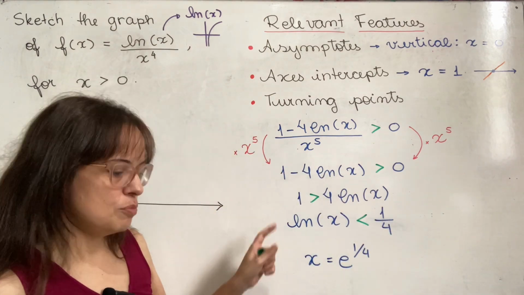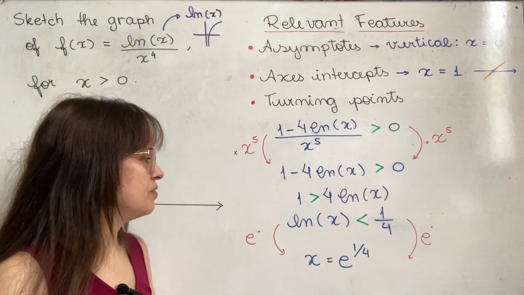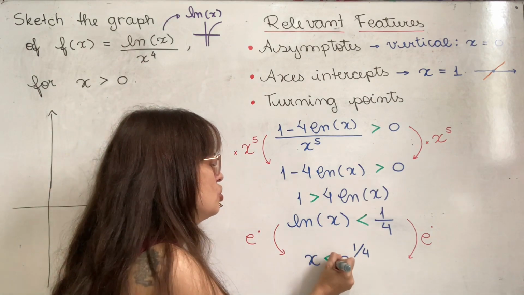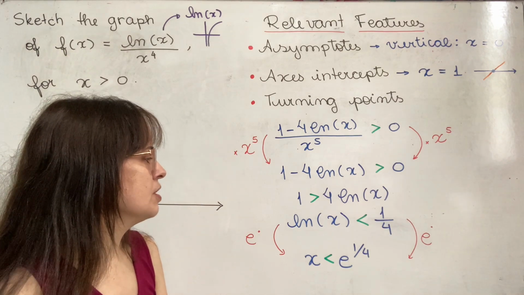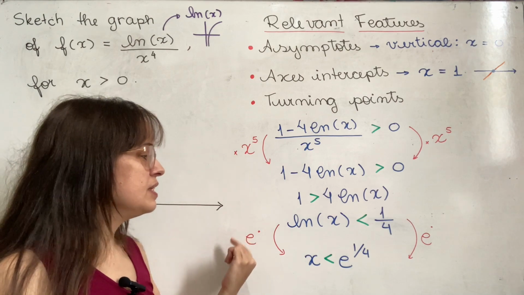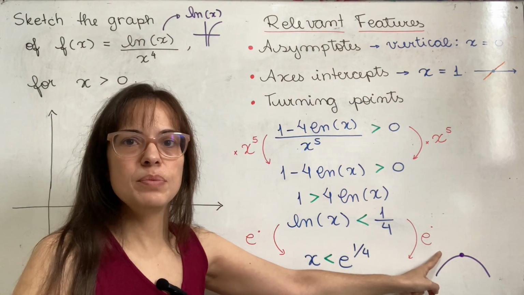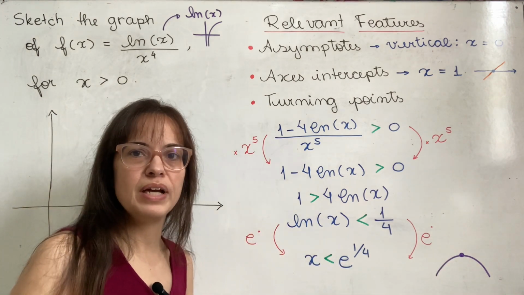And now I am doing e to the power of the sides of the equation, just like I did before. So that's an increasing function, it does not change the sign of the inequality. So there you go. It is increasing for x smaller than this value, decreasing for x bigger than this value. It's increasing before, and it's decreasing after that, so that makes it a local maximum.